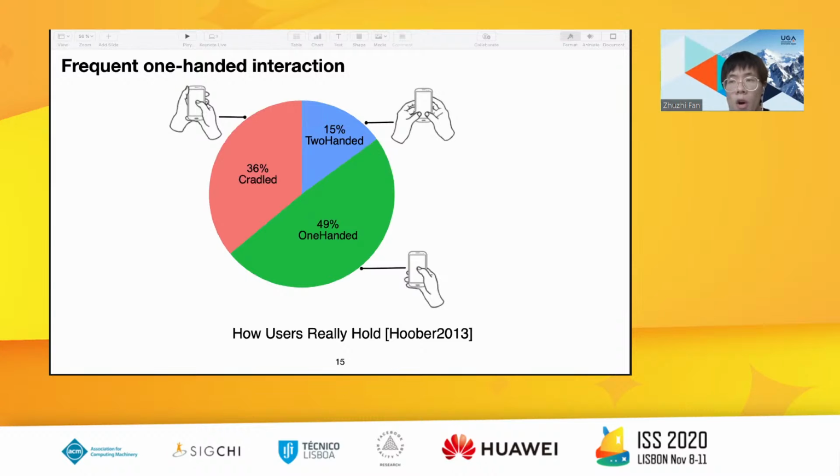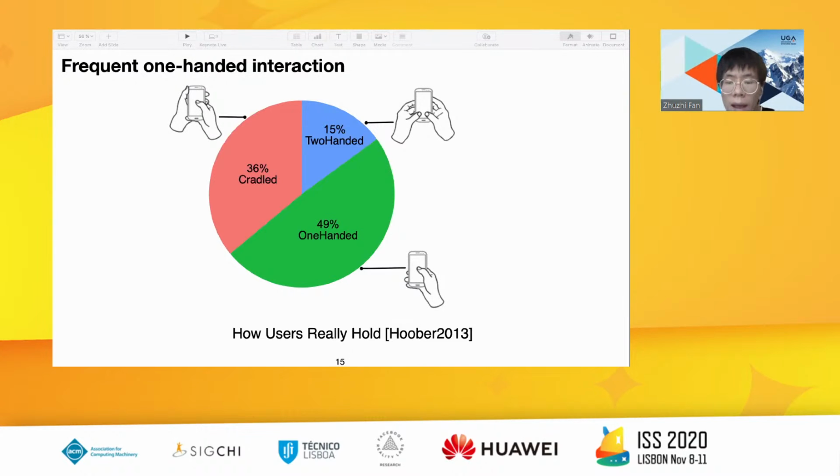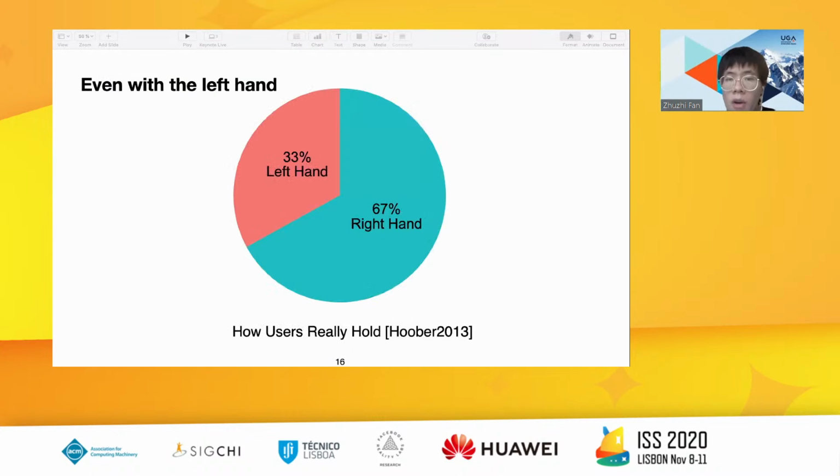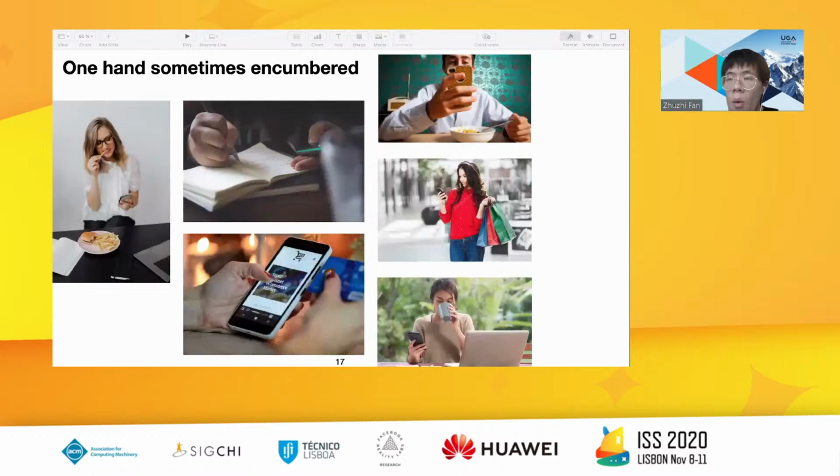Hopper observed more than 1,300 people using their devices, for example, on the street, in airport, in cafes. He observed that when they needed to interact with their devices, nearly half of them used only one hand. And among these people, more than 30% used their left hand. In our daily life, when we are eating, writing, or doing something else, one hand might be encumbered. In these situations, one-handed interaction cannot be avoided.